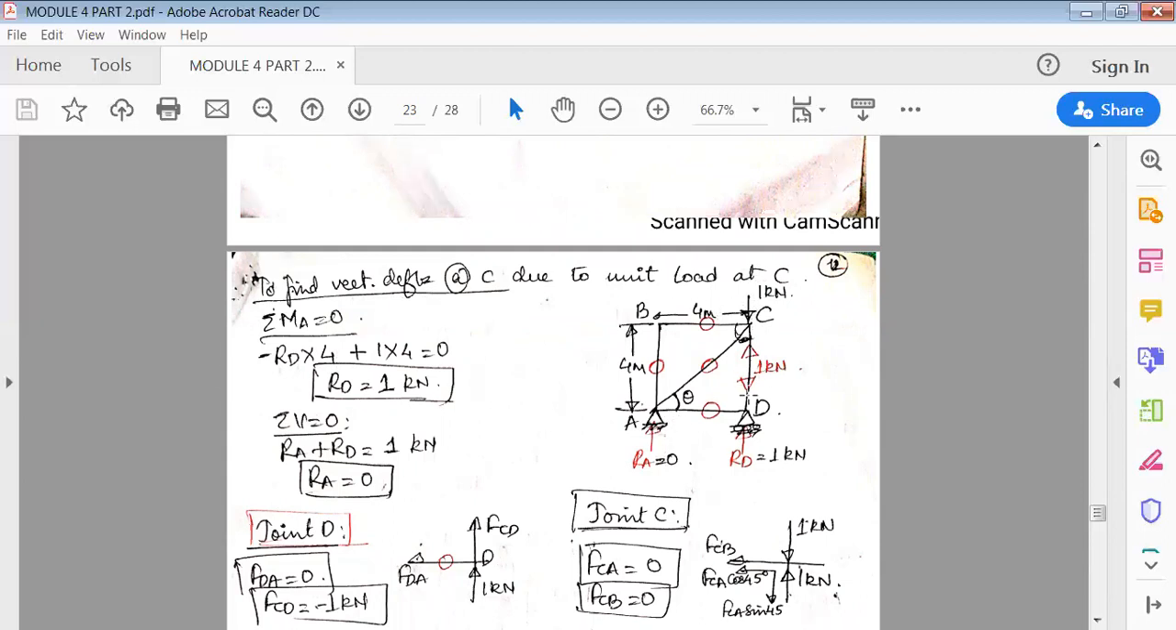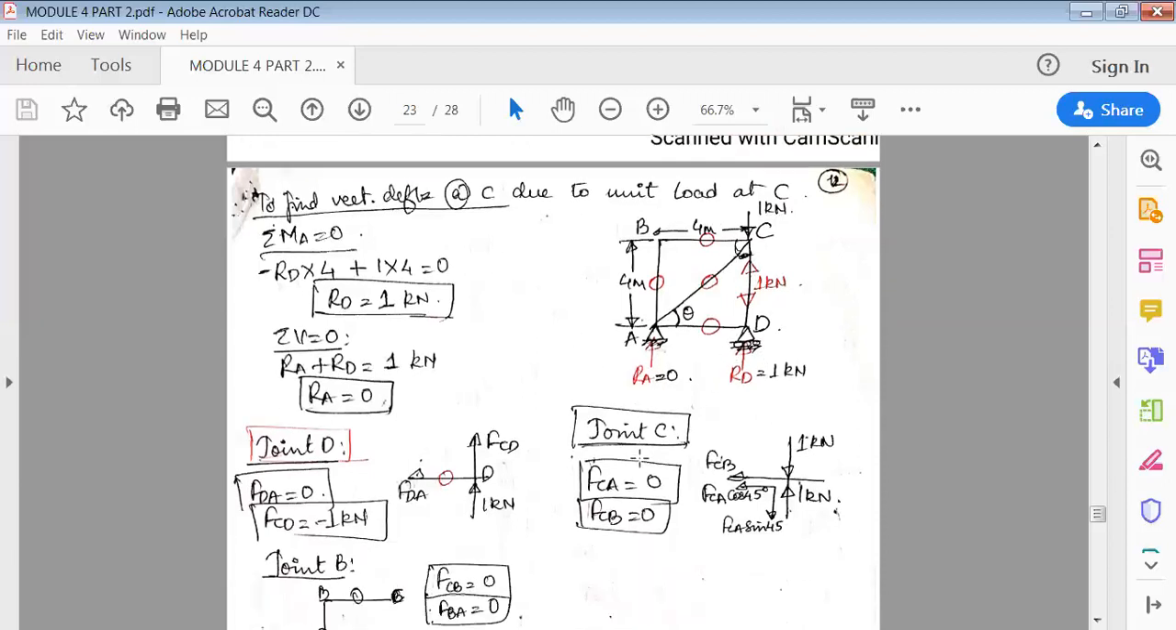So again, if 1 kilonewton force is acting, then find all the reactions. So RD, okay. As usual, you can find out summation H is equal to 0, summation V is equal to 0, moment. Horizontal force does not exist. Vertical force RA plus RD is equal to 1 kilonewton. And similarly, then find moment about A. This RD into 4, 1 into 4. Okay, is equal to, so now RD is equal to 1 kilonewton, RA is equal to 0.